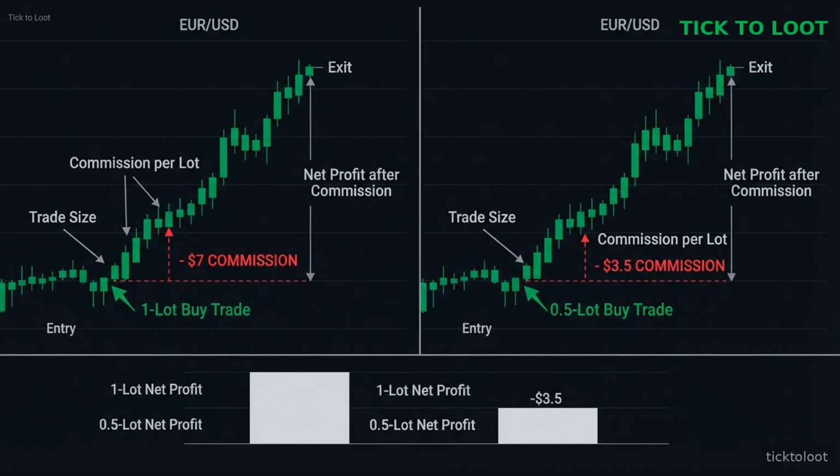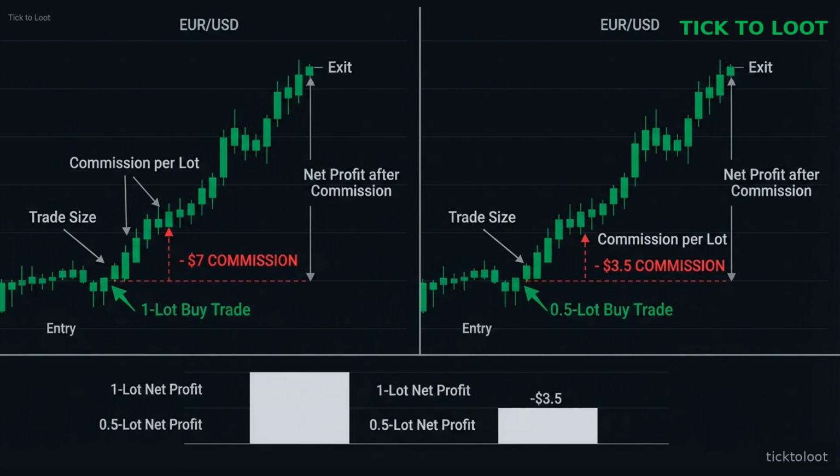For example, instead of one lot, you could trade half a lot, also called 0.5 lot, which is 50,000 euros. The commission is then half of $7, so $3.50. Let's say the euro to US dollar moves up 10 pips. A full lot would earn you roughly $100 because each pip on a standard lot is about $10. After paying $7 commission, you keep $93. With a half lot, the 10-pip move gives you $50, and after a $3.50 commission, you keep $46.50.